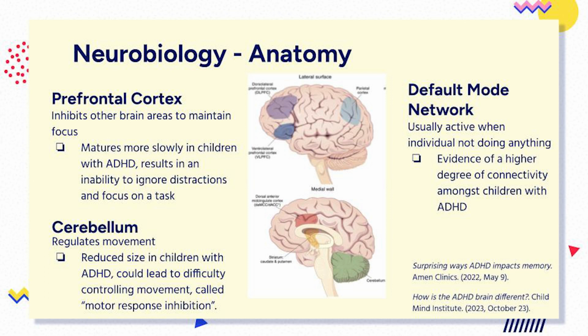Thirdly, the default mode network is a brain system that is active when an individual is not doing anything. In children with ADHD, this network is believed to have a heightened degree of connectivity to active neural networks, such as the task performing network. This leads to higher stimulation in functional areas of the brain when the child is doing nothing.